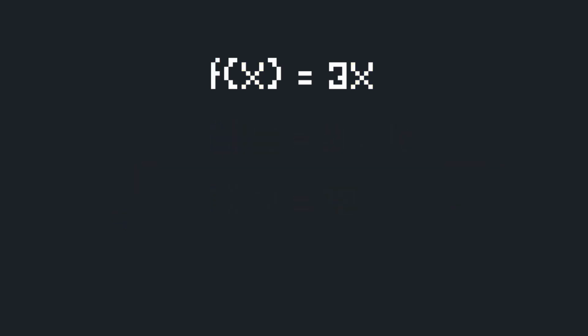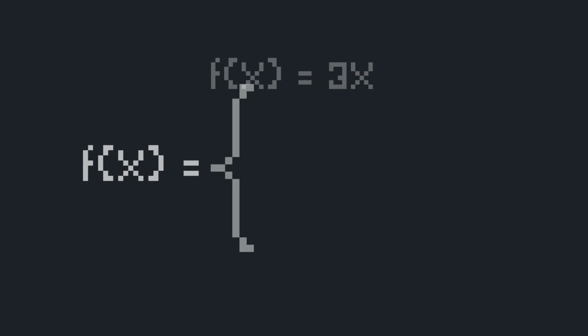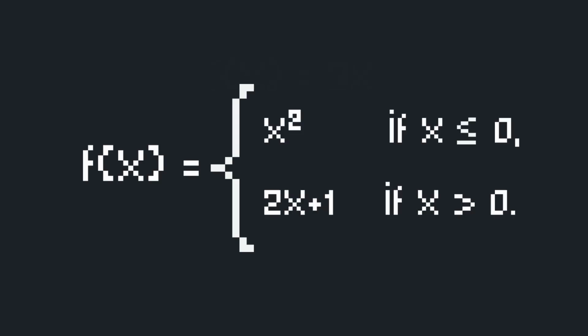Some functions consist of a single tidy instruction. Others are assembled from a set of rules that each apply in particular circumstances. For instance, this is one function with 2 rule blocks, a square for non-positive inputs and a linear rule for positive inputs. What matters is consistency. For every allowed input, the definition prescribes exactly one output, even if the prescription changes depending on the input's category.